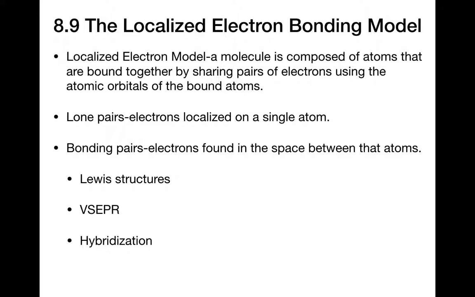The three main aspects of the localized electron bonding model, two of which we'll get into in this video, are Lewis structures, valence shell electron pair repulsion, and hybridization. So today we're going to talk about drawing Lewis structures, even for some of the more advanced examples, and also how to determine the shape of a molecule using valence shell electron pair repulsion. We'll save hybridization for Chapter 9.